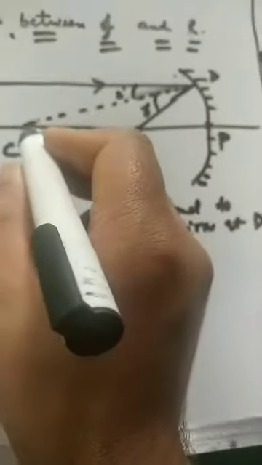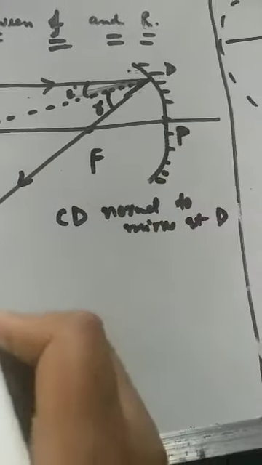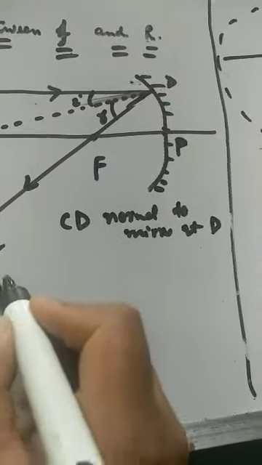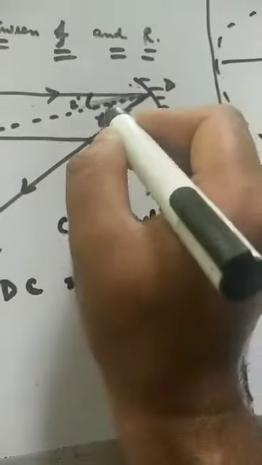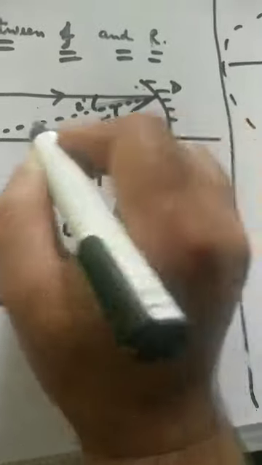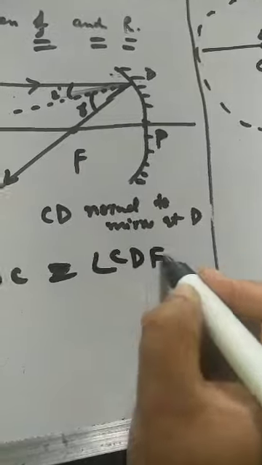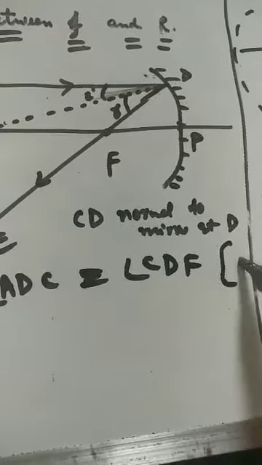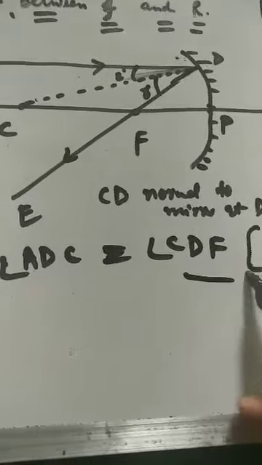Since C is the center of curvature, CD or DC is the normal at point D. So as per the laws of reflection, this angle ADC, this angle i, is equal to this angle r. What is angle r? CDF. Angle CDF. This is because angle i is equal to angle r. This is the laws of reflection. We will write this as equation first.